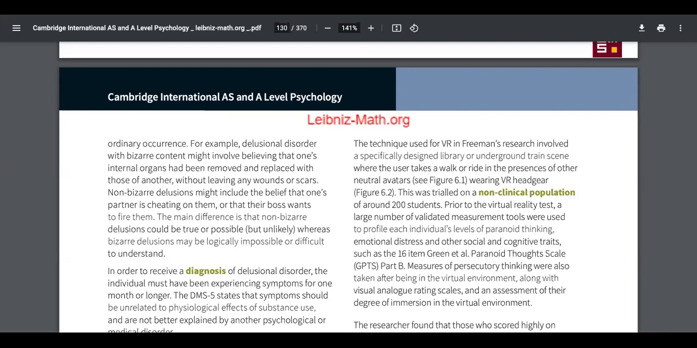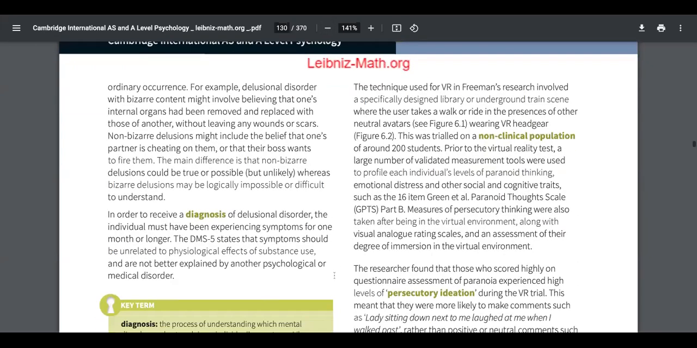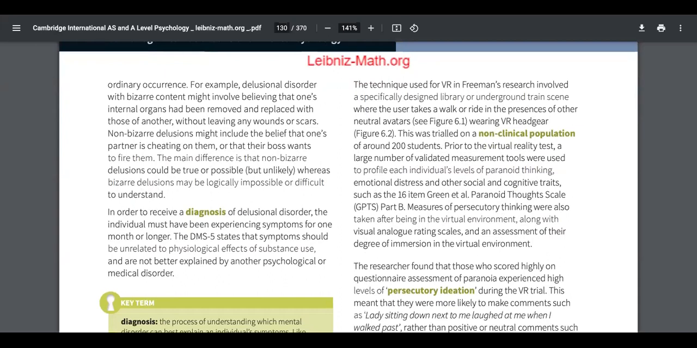But both of them come under delusions only because you are believing in something that does not exist. Okay, could be likely but does not exist. In order to receive a diagnosis of delusional disorder, the individual must have been experiencing symptoms for 1 month or longer. When we talk about schizophrenia, they clearly mention that it should be around 6 months or longer. But when we talk about delusional disorders, this could be for 1 month or longer.